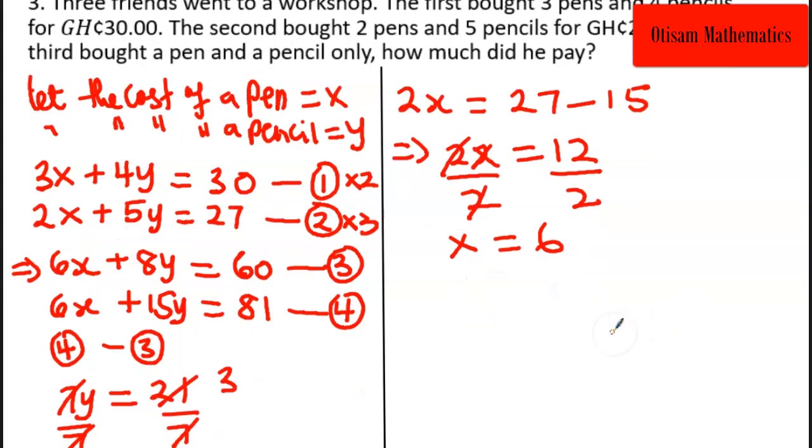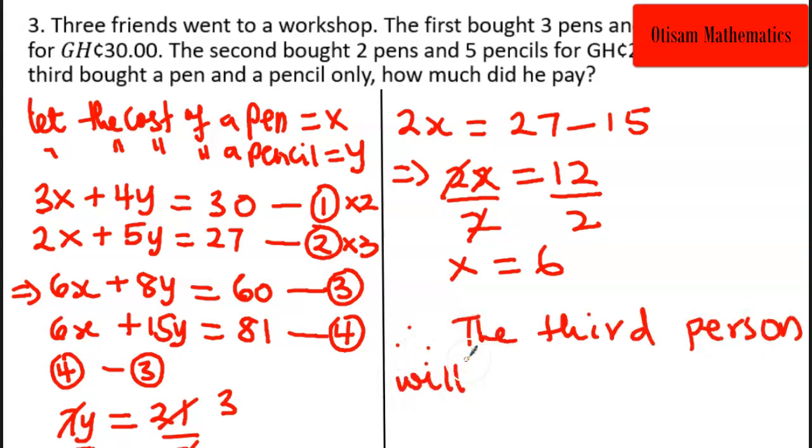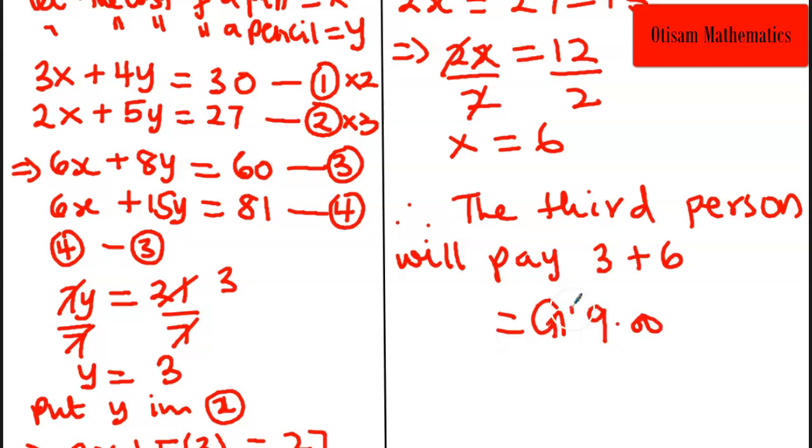Which means we first defined that the cost of a pen should be x. So the cost of a pen is 6. And then the cost of a pencil is 3, which is y. Now we have to find the amount that the third person paid if he had a pen and a pencil. So therefore, the third person will pay, because it said a pen and a pencil only, 3 plus 6, which is 9 Ghana cedis.